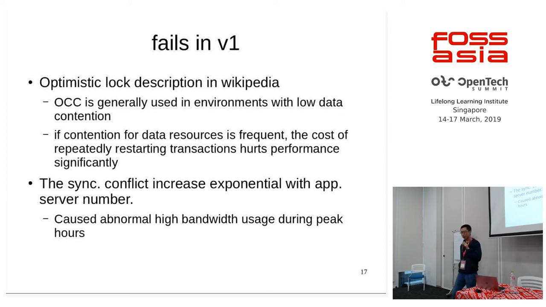The V1 approach sounds good on paper, and it failed during our peak hours. Why? Our application server is able to scale up and scale down according to the number of requests. During the peak hour, we open a lot of Docker containers for the application server, and all of the application servers will try to synchronize with Redis. And one key point about the optimistic lock is that the sync conflicts increase exponentially with the application server number.